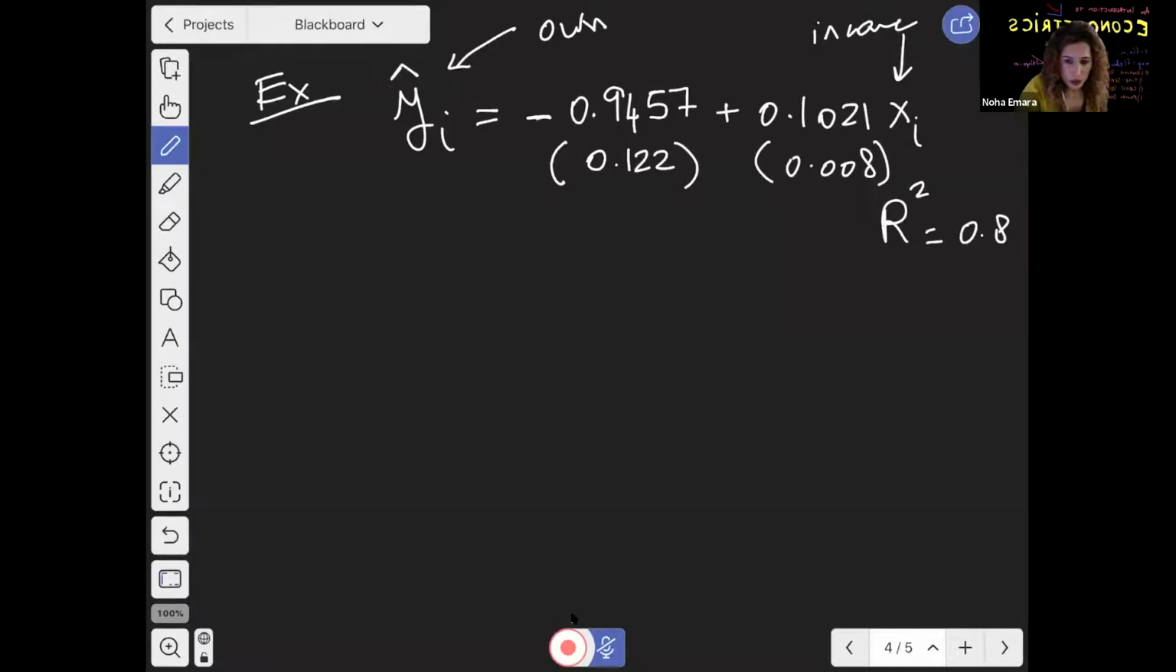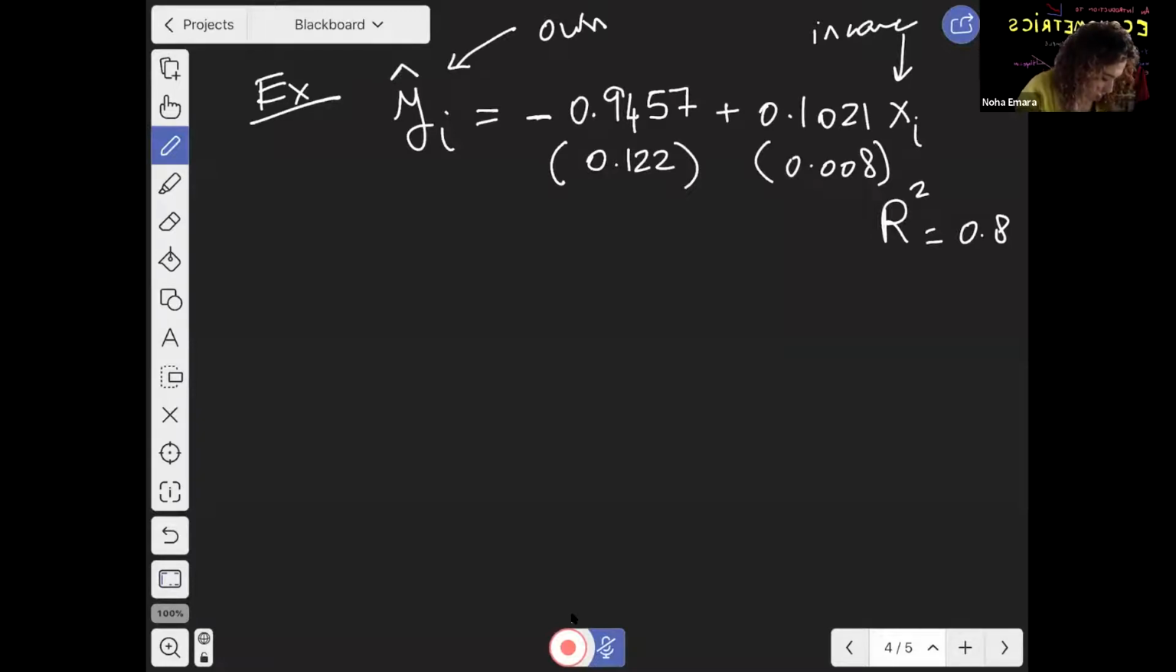How can I interpret this model? This is a linear probability model. This is exactly what we have done before, nothing new until now. The linear probability model is simply estimating the model using OLS. So how can I interpret this model?